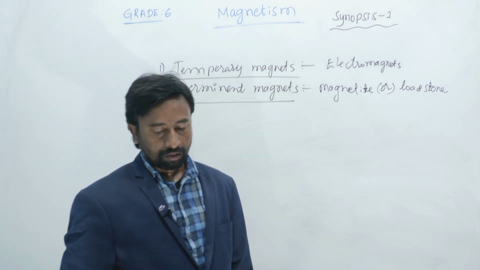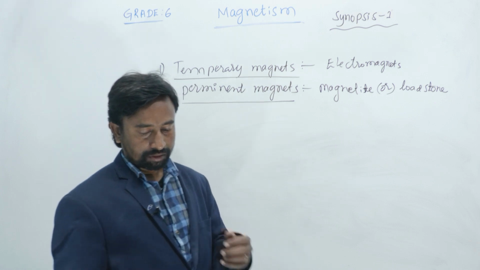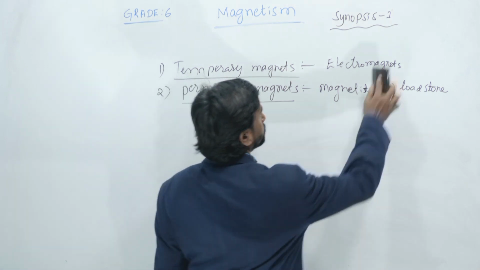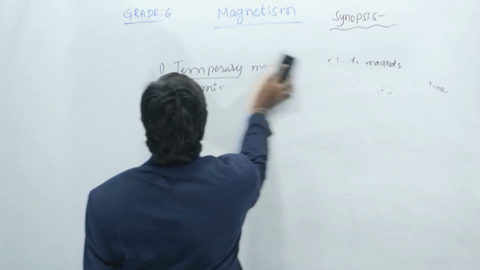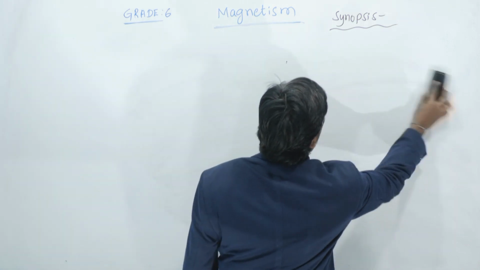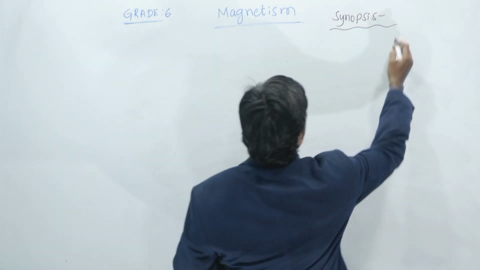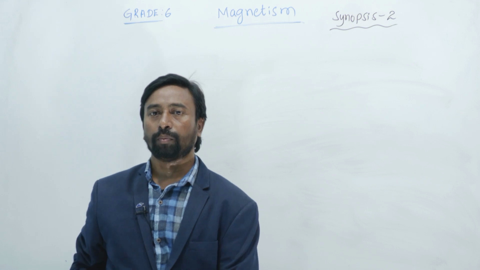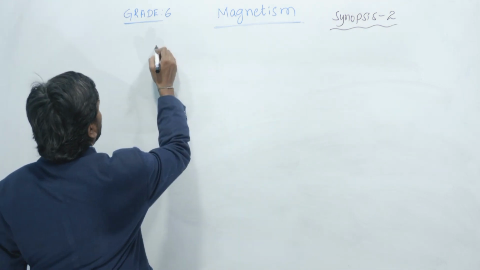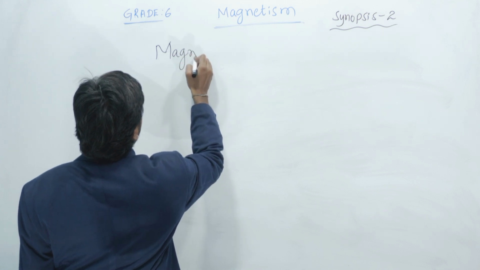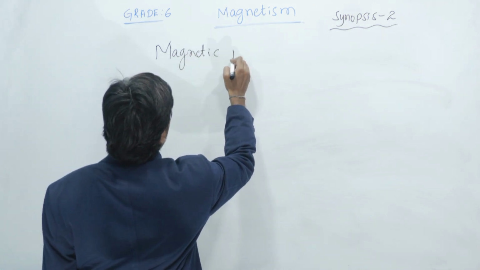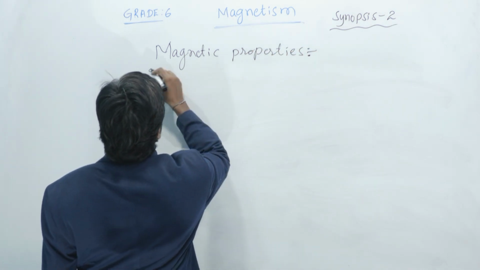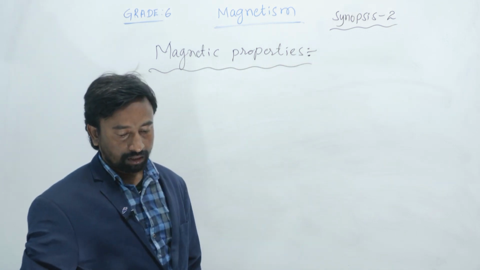So that is about synopsis 1, and in synopsis 2 we have the properties of a magnet. In synopsis 2, we are going to learn about the magnetic properties. What are the properties the magnet has? That we are going to see now. Magnetic properties.